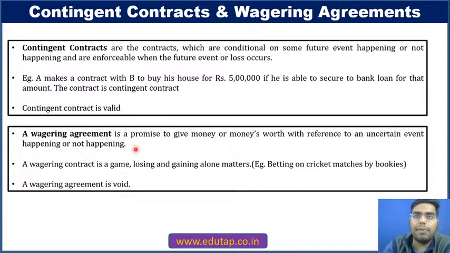But in a wagering agreement, suppose two persons are making a bet that on the next ball, either it would be an out or it would be a sixer. There are only two chances, or we are just making a toss: either head or tail. Either of the two will happen. The event is uncertain; there is a probability. Both persons have made a bet on that, so that is a wagering agreement. In India, a wagering agreement is void, but contingent contracts are valid. Clear? Contingent contracts are valid and wagering agreements are void.